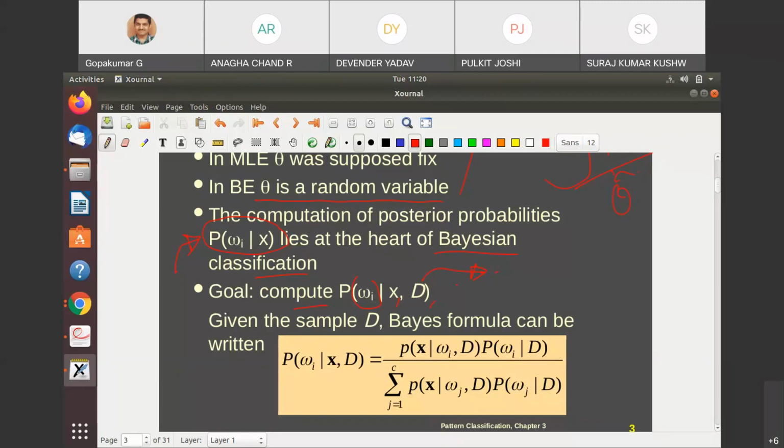If you are considering the training data set D, then we can represent the Bayesian formula by incorporating D along with each of the terms, that is, with respect to the prior probability and with respect to the class conditional density. Other notations without a D are general notations. But if we are given a training data set, then what is the prior probability given a training data set?